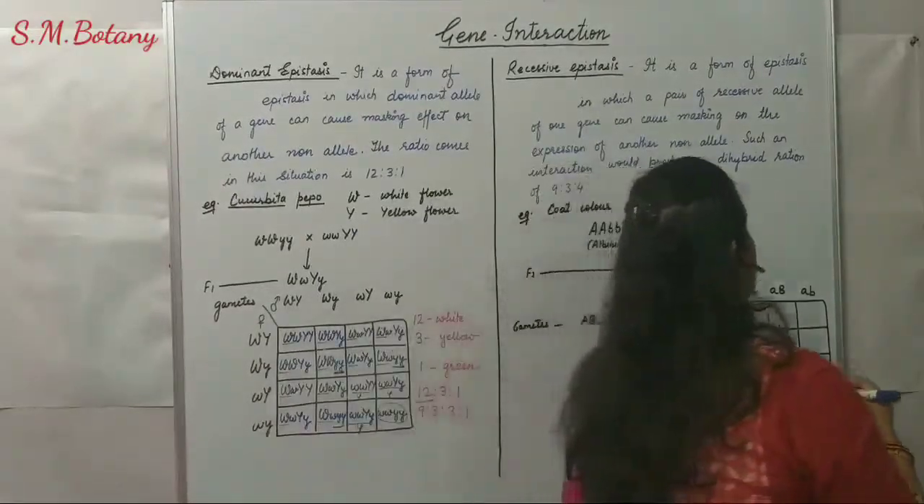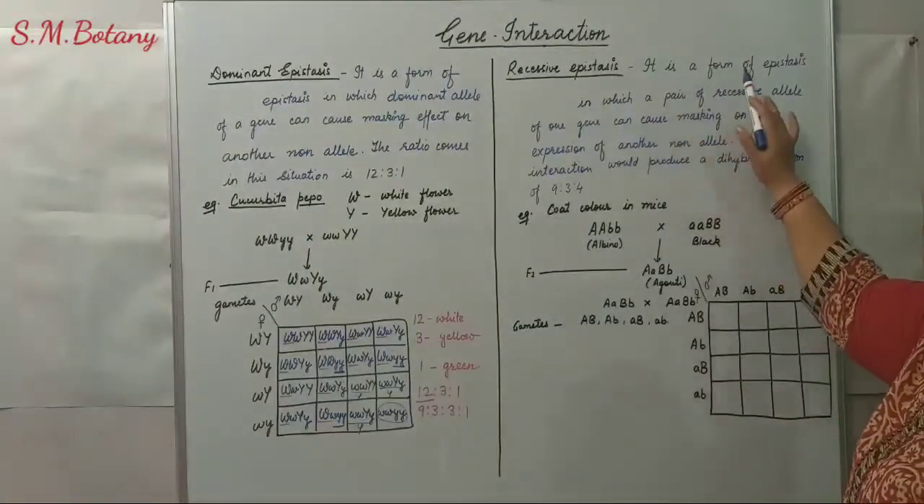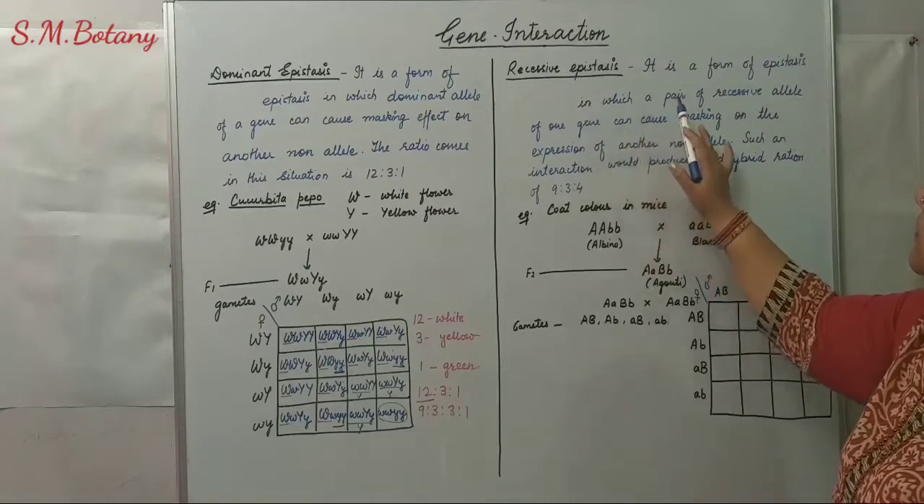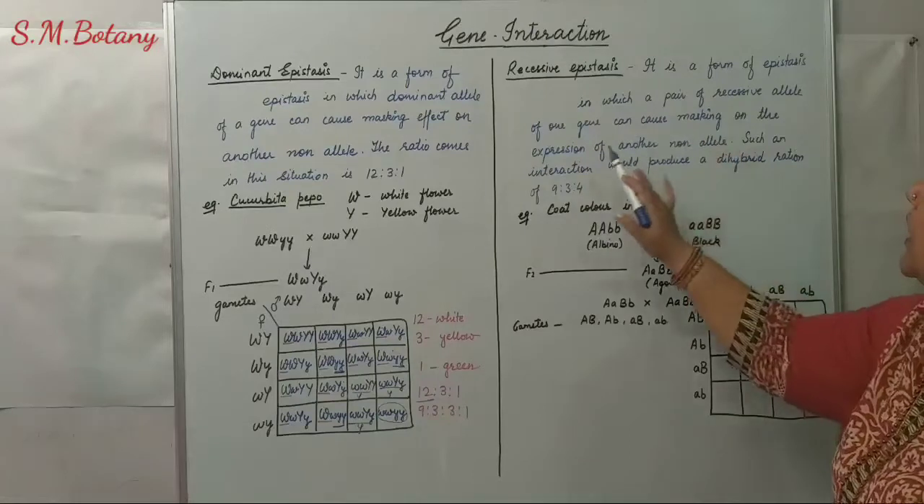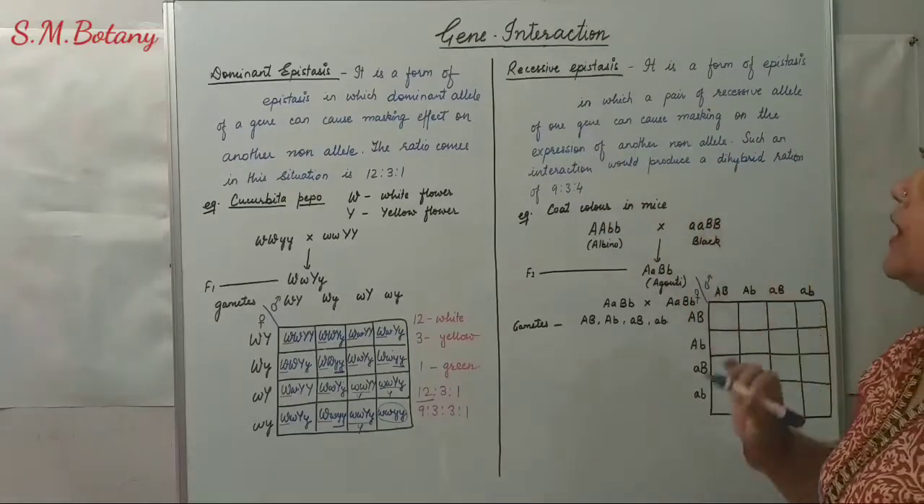Now we discuss recessive epistasis. What is recessive epistasis? It is a form of epistasis in which a pair of recessive alleles of a gene can cause masking on the expression of another non-allele.